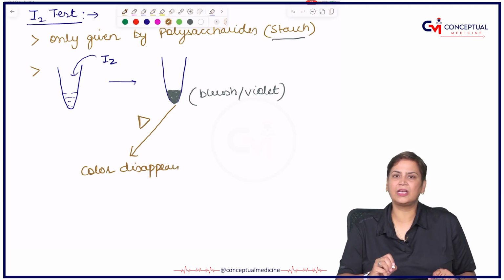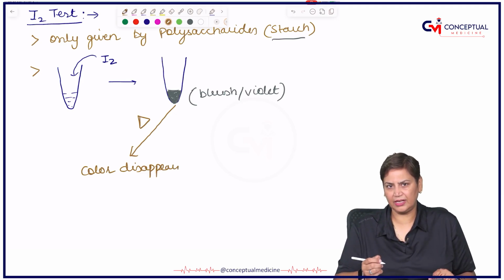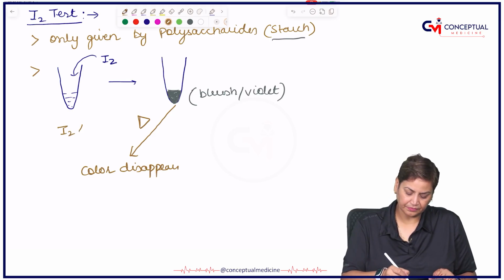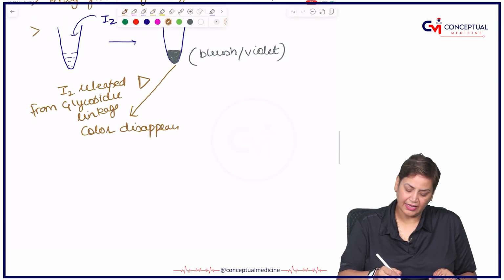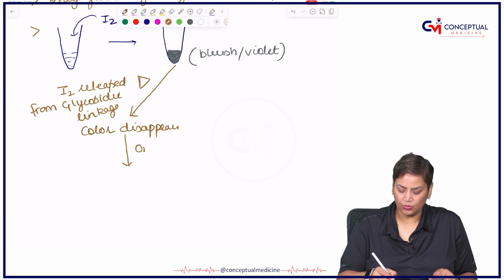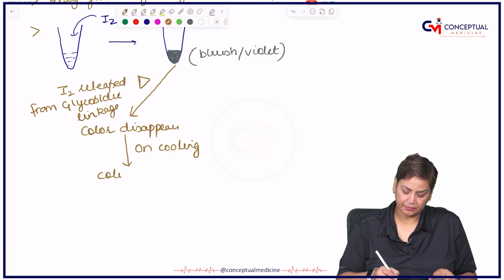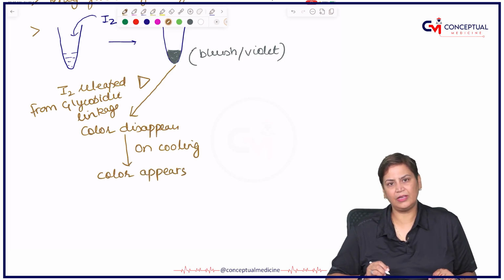Why? Because on heating, iodine will come out from the glycosidic linkage. Iodine is released from the glycosidic linkage. And on cooling, the color appears again. So this becomes a confirmatory test for starch, so that we can say the sample is a polysaccharide.